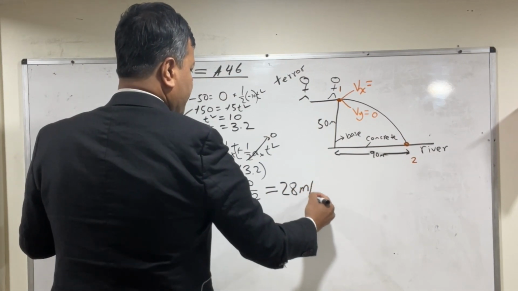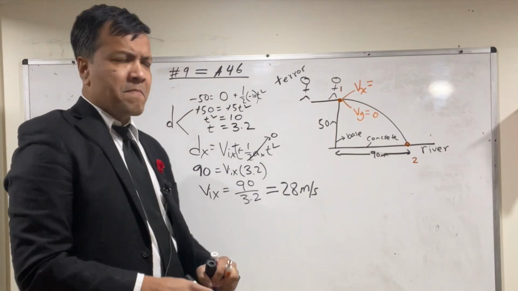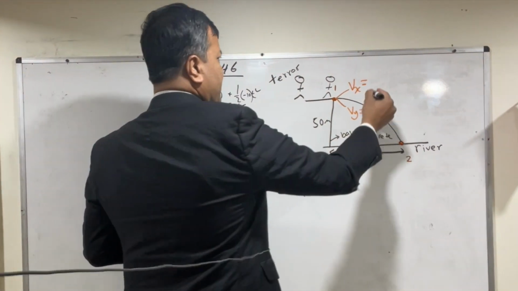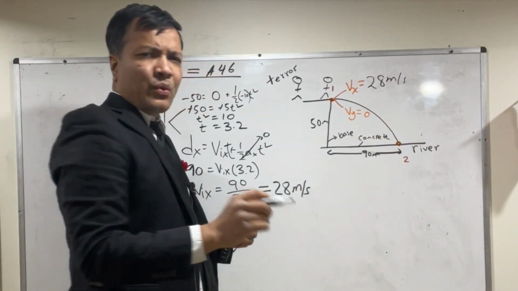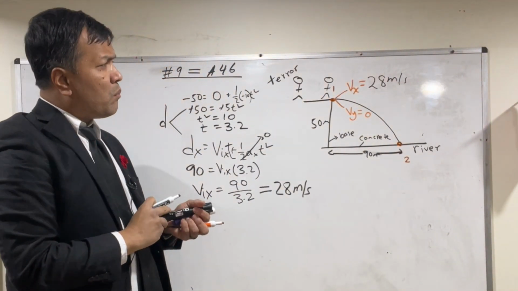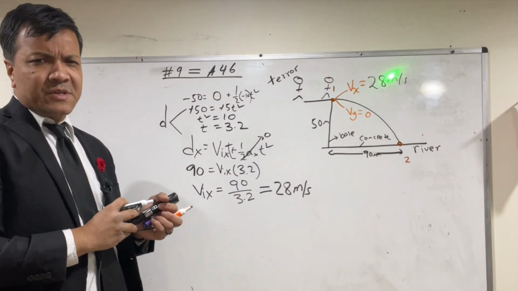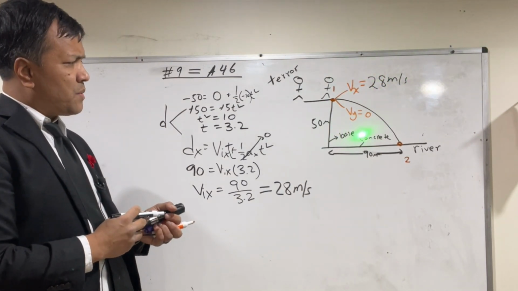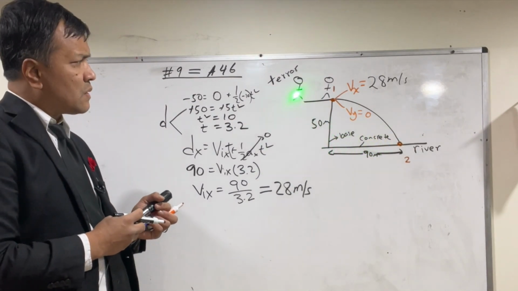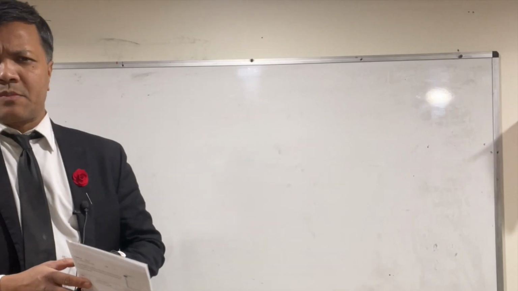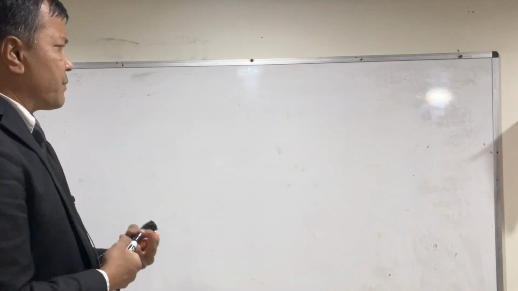meter per second. So to land on the river, Mr. Berry has to jump with more than 28 meter per second. If he does not, then he will be landing on the concrete, which should be similar to problem number 10, which is also similar to the assignment number 46.